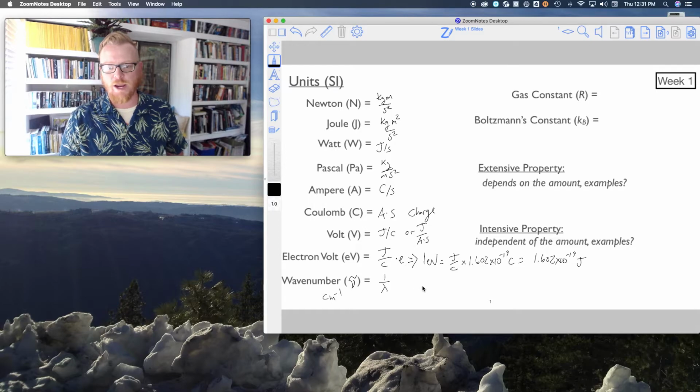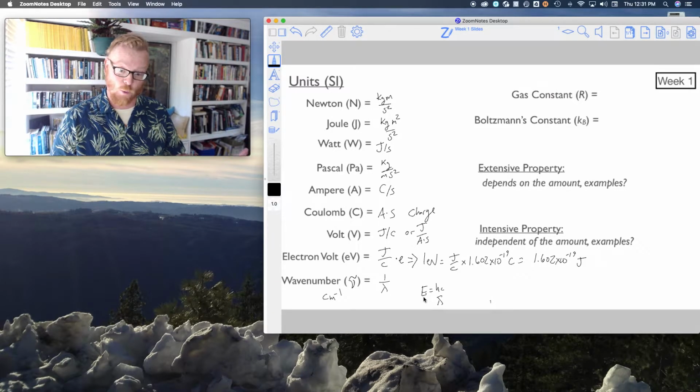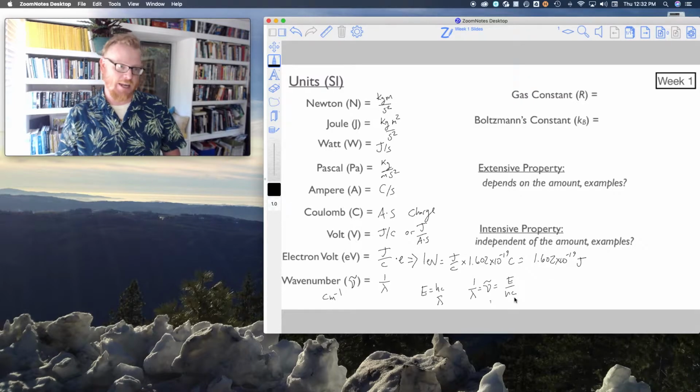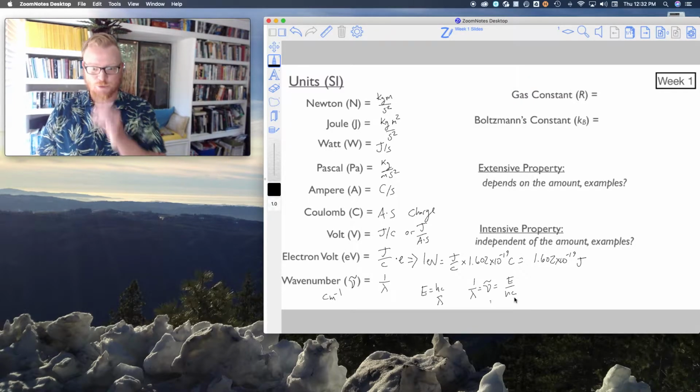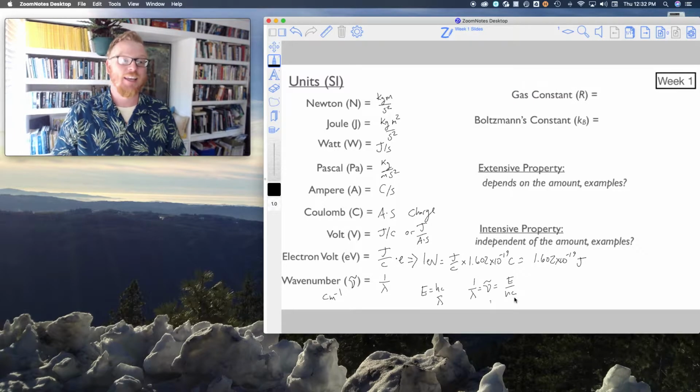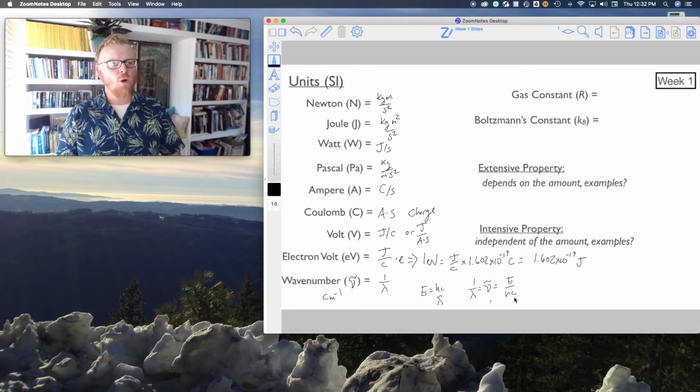If you recall the equation, E equals HC over lambda, and the wave number is 1 over lambda, then we can convert any quantity of energy into an equivalent wave number by rearranging this algebraically. If I divide both sides by HC, then the wave number, which is 1 over lambda, or 1 over nu tilde, is just E over HC. So what's useful is to ask, how many wave numbers is an electron volt? Go ahead and calculate that.